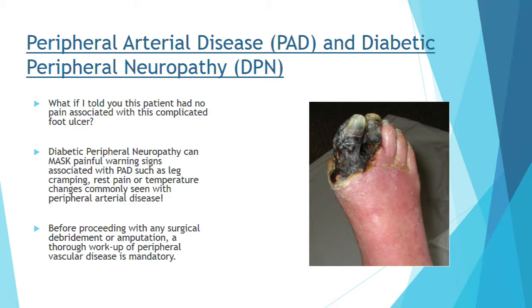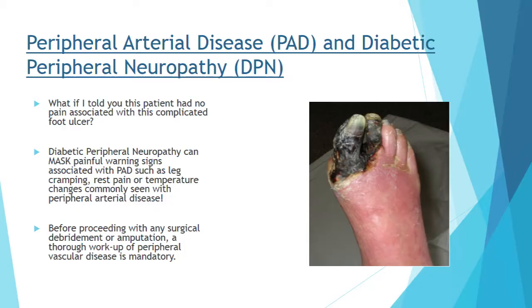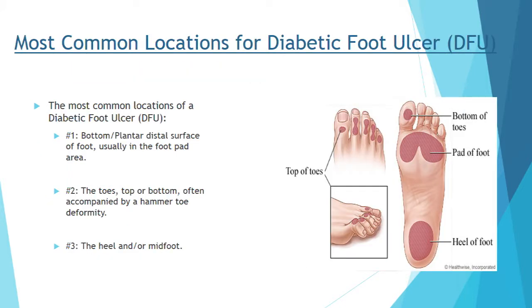When you see a diabetic ulcer, you have no idea if the patient has good blood flow or not. So before proceeding with any surgical debridement, obviously this tissue is not good, that has to be removed, we have to do a thorough workup of the peripheral vascular disease to understand and see if this patient's going to heal these wounds. So the most common locations for a diabetic foot ulcer. Number one, the fat pad of the foot. By far and away, this is where we will see the majority of foot ulcers. Number two, you'll see on the top or the distal tuft of the toes. And then lastly, number three will be the heel or the midfoot. But by far and away, the most common place we see these develop are right here at the fat pad of the foot.